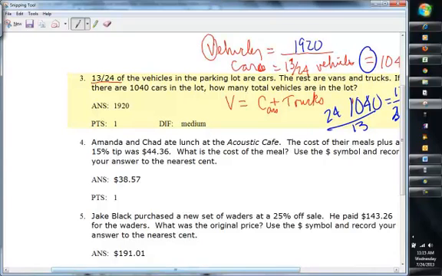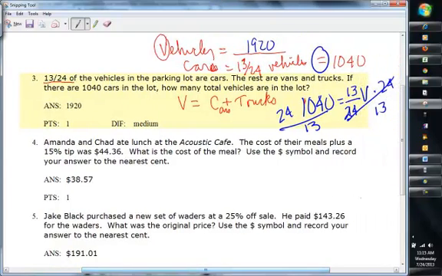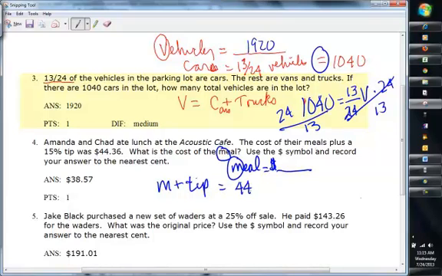Next one. Amanda and Chad ate at the Acoustic Cafe. The cost of their meal plus a 15% tip was $44.36. What is the cost of the meal? So let's say the meal equals blank dollars, and let's use the variable M for meal. Meal plus tip is $44.36.